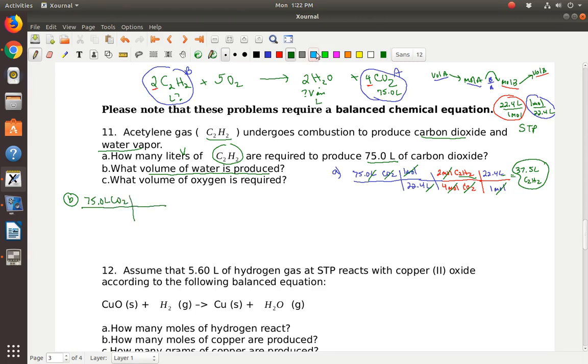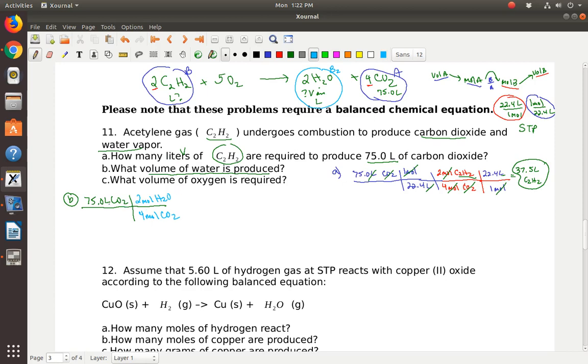But now we have to do the ratio between, this can become our new B, and this is still A. So we have our new B. We have 2 moles of water over 4 moles of CO2. What volume of water? Okay, 4 moles of CO2. Now, that's fine, except for one problem.